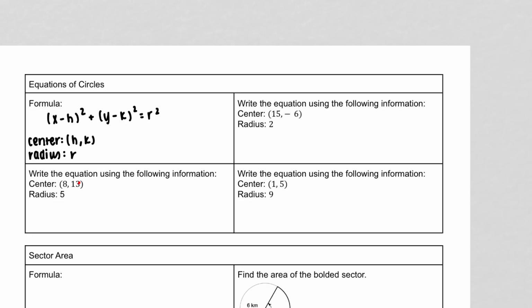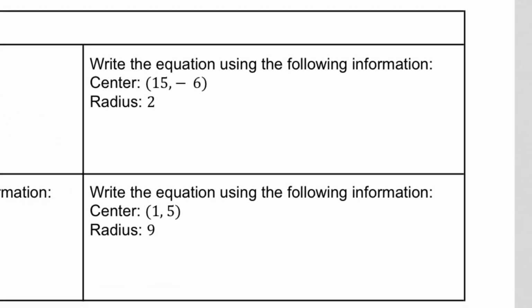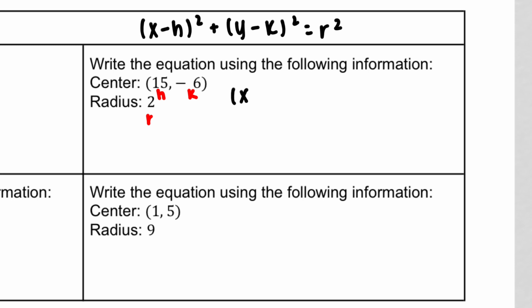So in this first example, I'm asking you to write the equation using the following information. And I give you the center and I give you the radius. So I am going to rewrite at the top that formula, (x minus h) squared plus (y minus k) squared is equal to r squared. So our center, I told you, was our h and our k. So that 15 is going to represent h, negative 6 is k, and the radius 2, that's going to be our r.